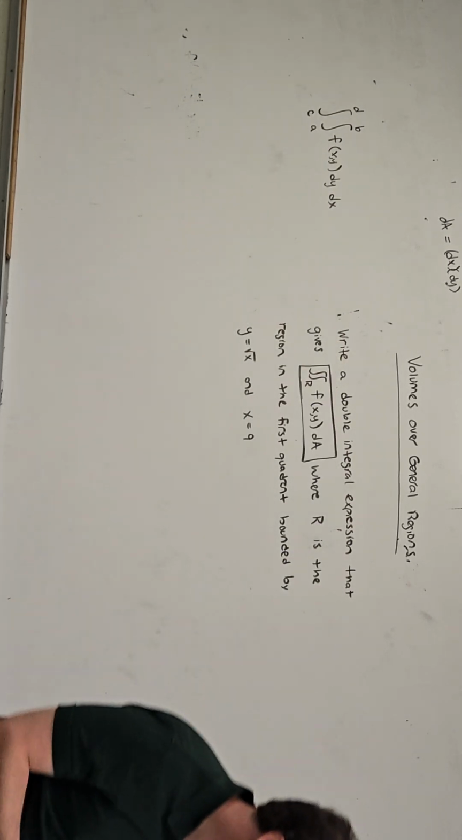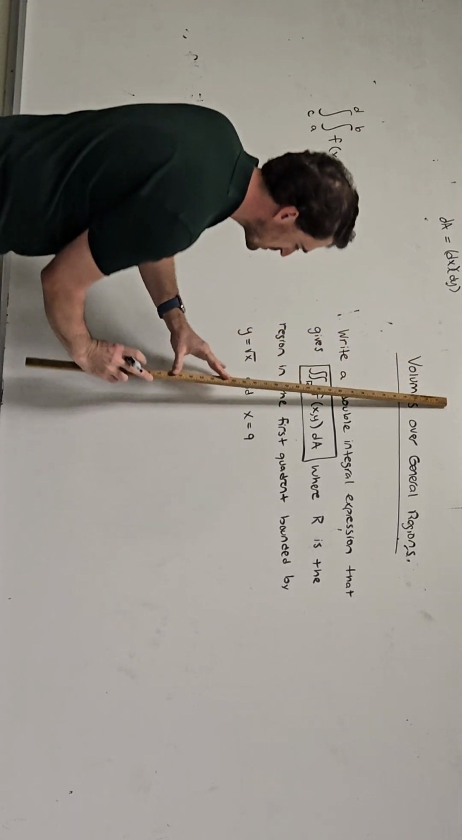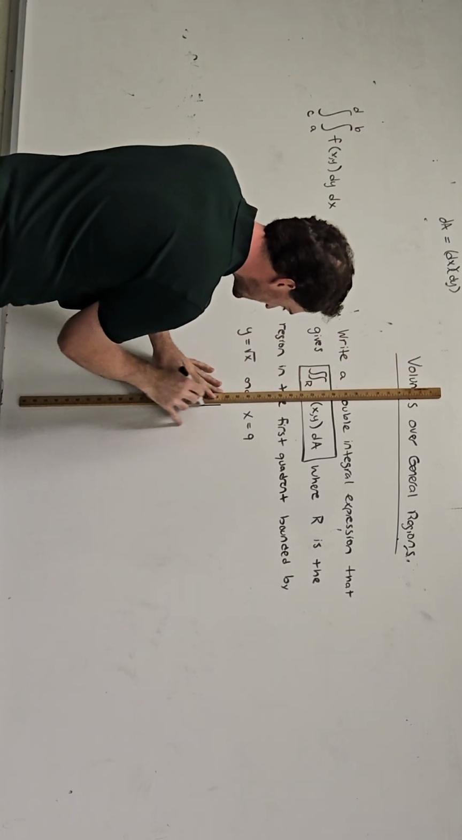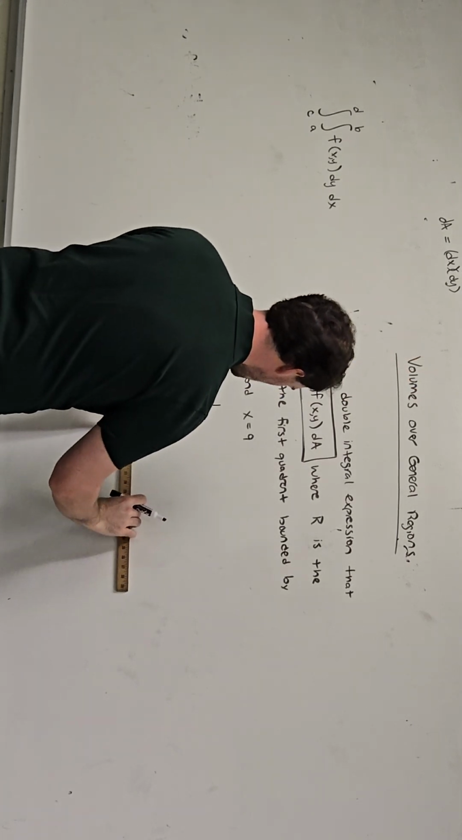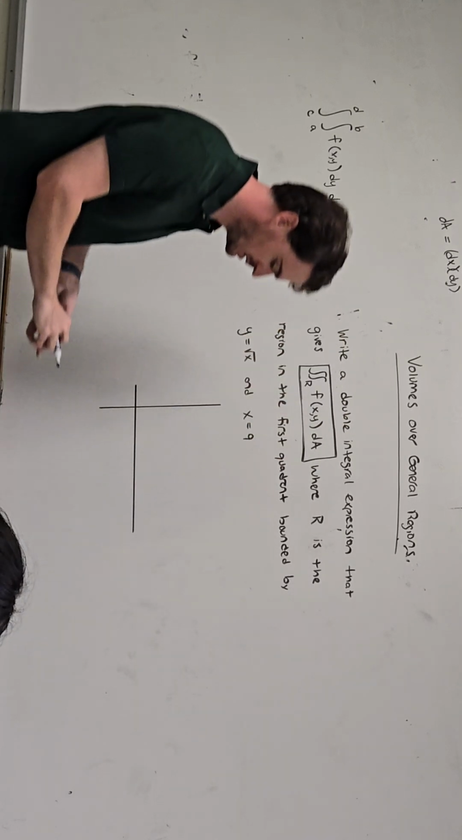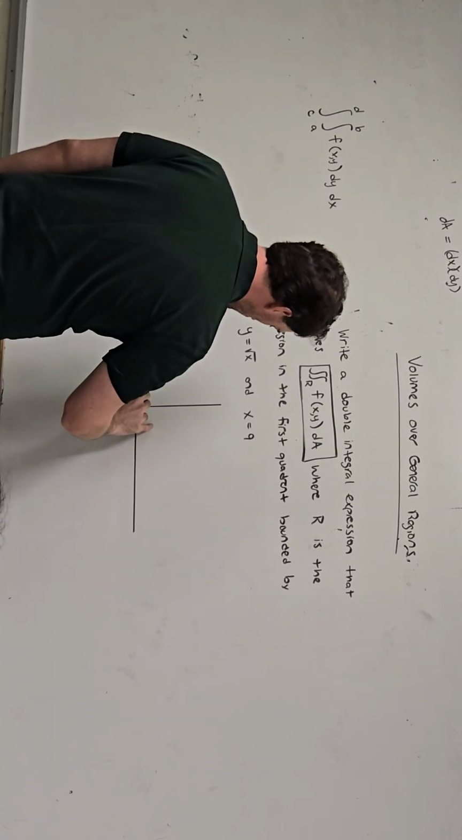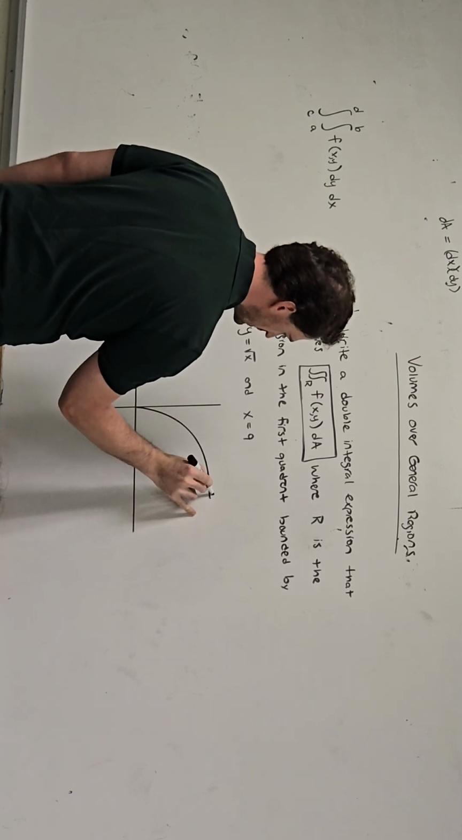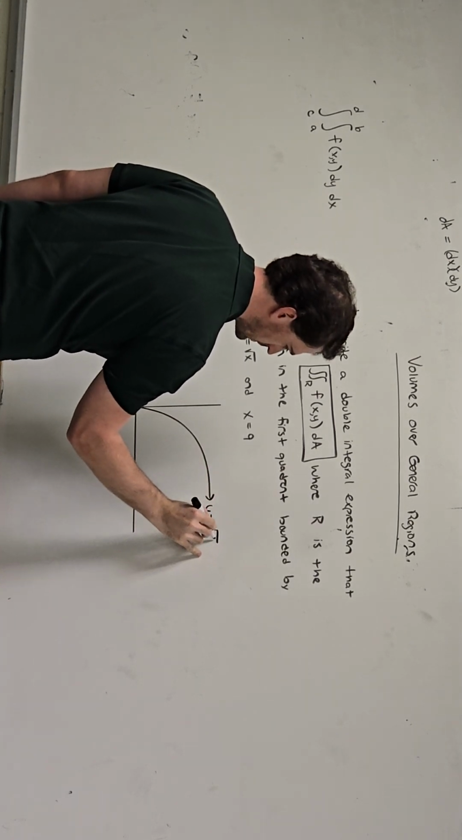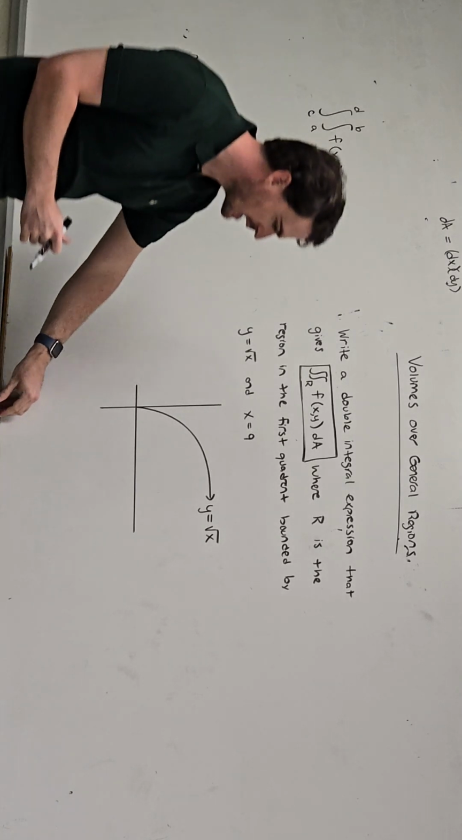So it's going to feel very familiar. It's going to feel almost like what we were doing in Calc 2 when we were finding areas between curves. So it says it's the region in the first quadrant. First thing I'm going to do is just sketch the first quadrant. It says bounded by square root of x. So I'm going to go ahead and sketch that. And x equals 9.